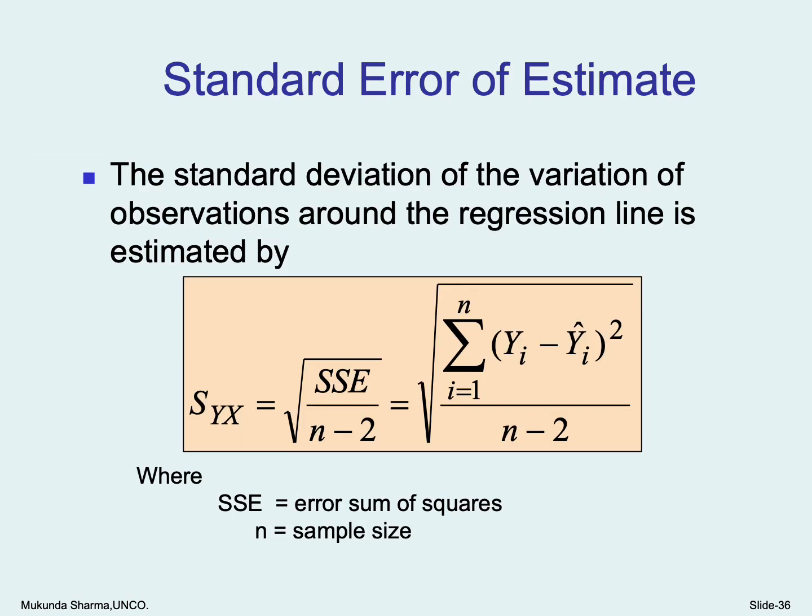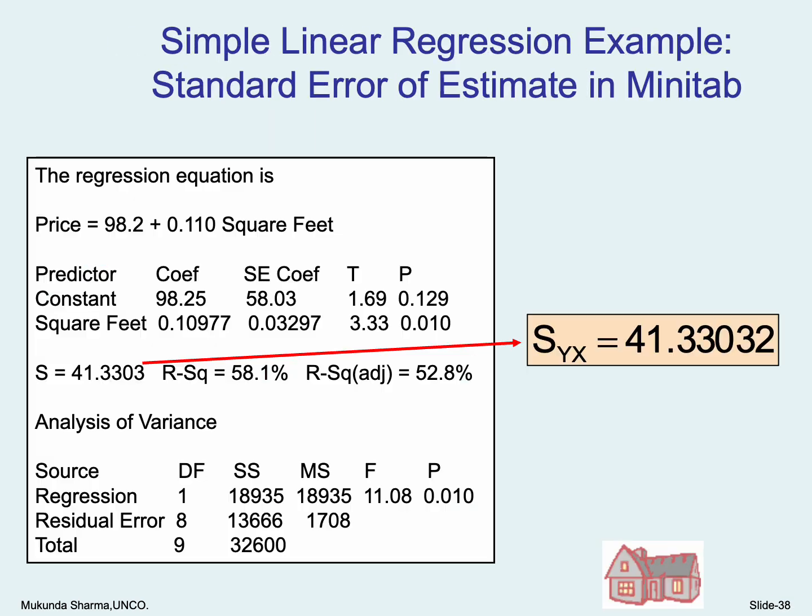Here are some formulas to calculate the standard error of estimate. The standard error of estimate tells how, on average, the values are scattered from the linear regression line. Here the average scatter of the values from the regression line is 41 units.